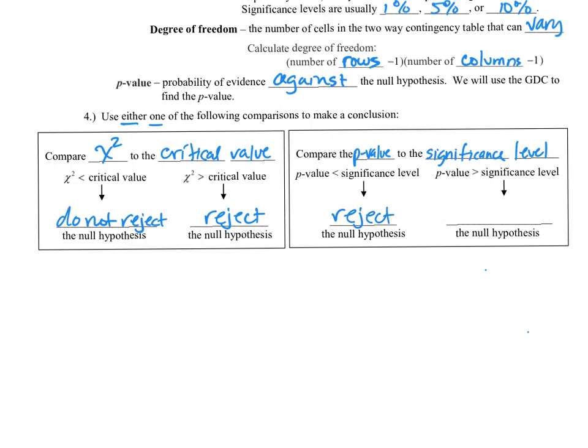That's when we do not reject the null hypothesis. Okay, I imagine your head is swimming by now, but I think we just need to look at some examples, and I think it'll start becoming a little more clearer for you.